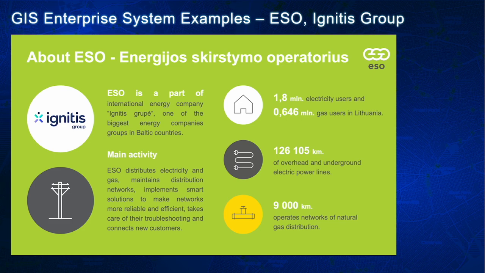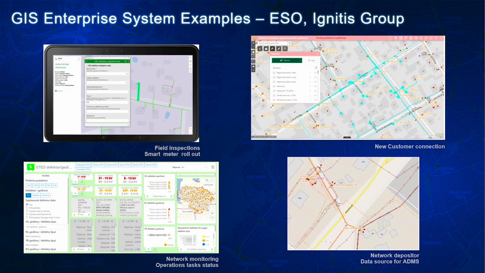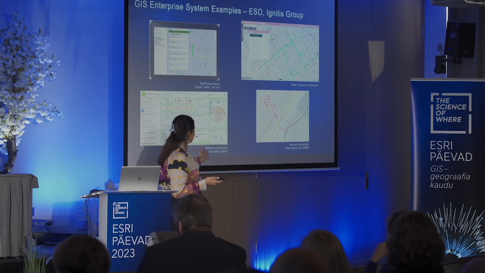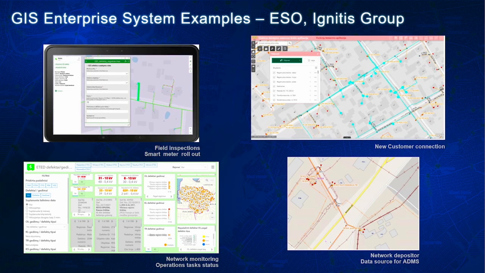About a few years ago, maybe 3 years ago, they started their journey where they sat down and said, you know, we cannot manage our systems in the same way as we have been managing it up till now. We need to start rethinking those business processes and IT decisions and understand how we're going to move forward and create this modern utility nowadays. What they did is they started small. They started with configuring some of the web GIS applications, which is really, you can see there's some field inspections, there's some network monitoring, operating task statuses. So they configured a few of those applications on the mobile and on the web.